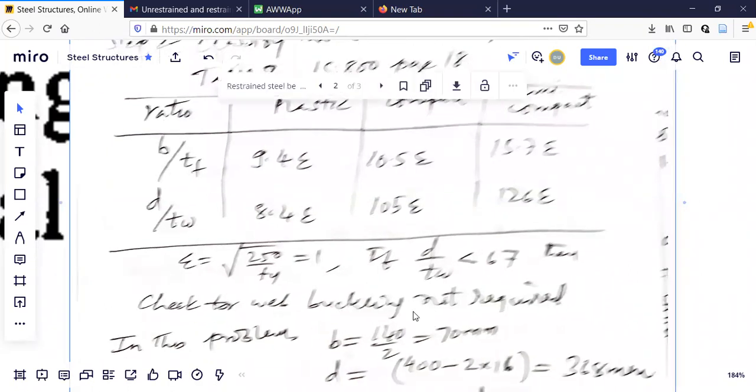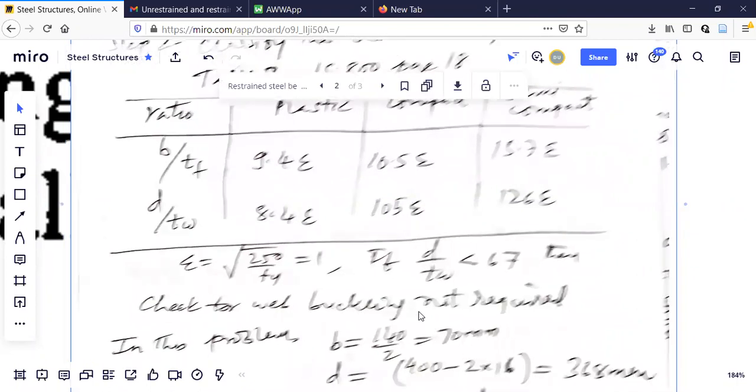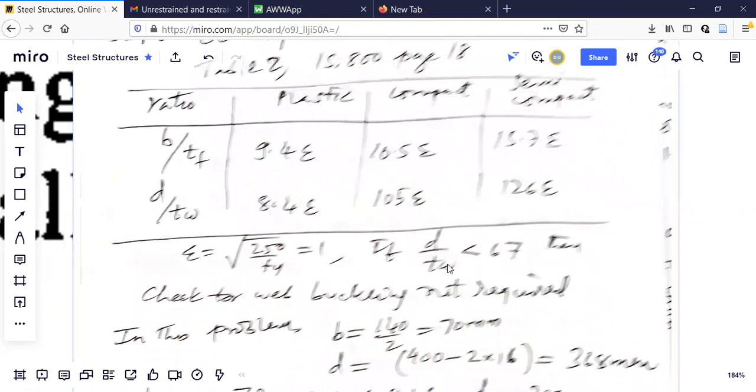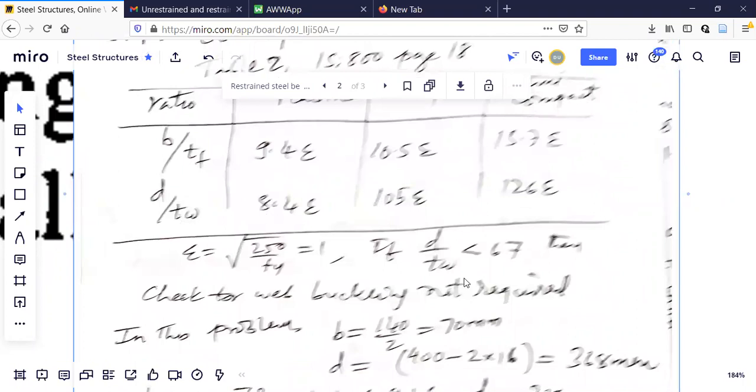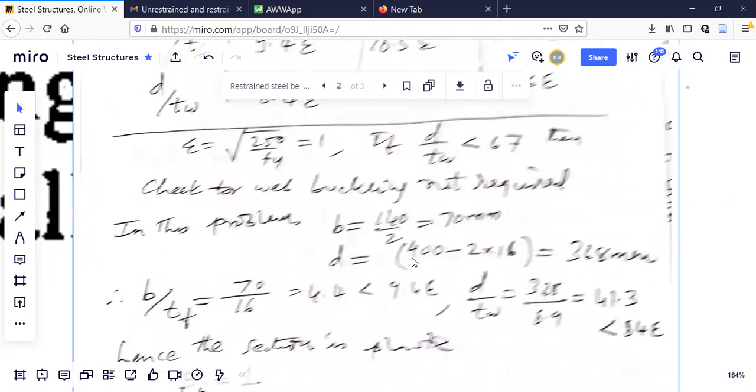Now, one more condition: if D by TW is less than 67, check for web buckling is not required. There is a possibility of buckling of the web under concentrated loads. You don't worry about this part presently. We will not go into those things here because I'll be totally deviating. Check for web buckling is not required if D by TW is less than 67. Let us not worry about it.